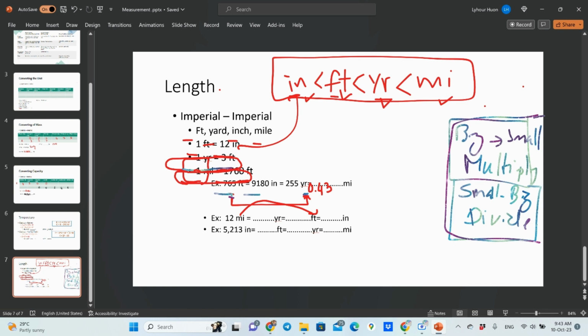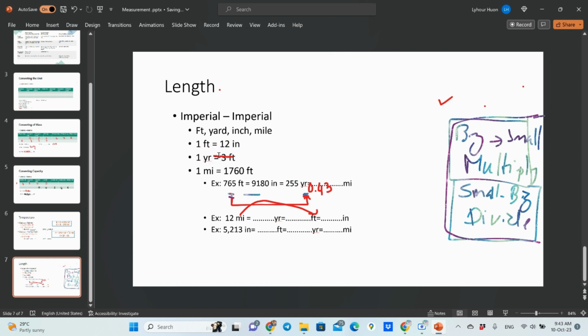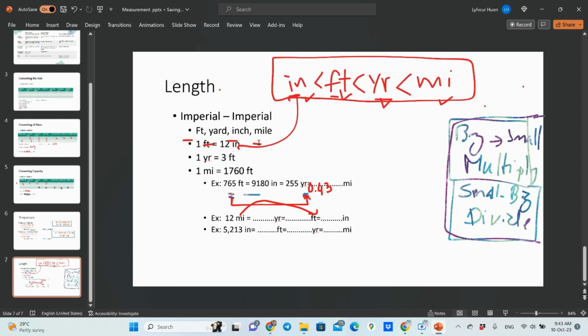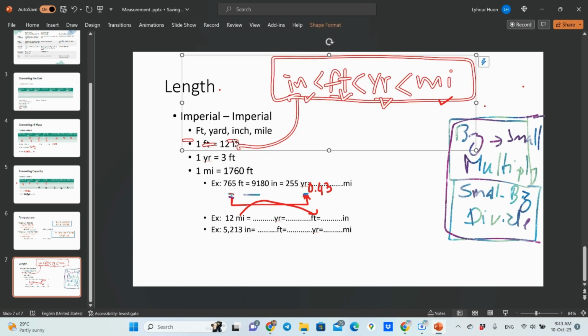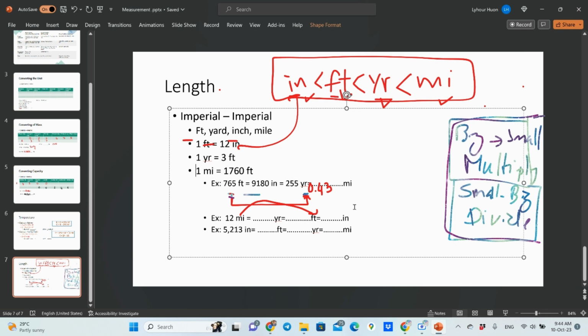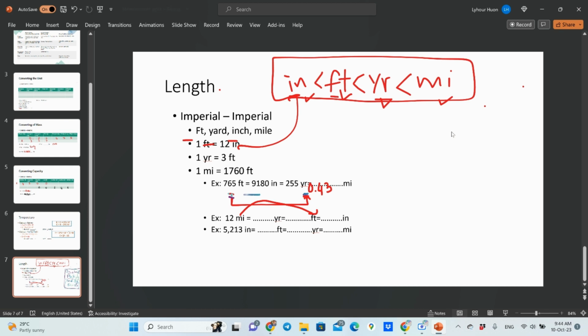12 miles to feet. Is it 21,120? It will be okay. I don't know too. I need to convert as well.